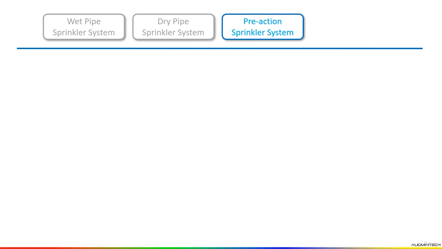And remember, this system contains both a double interlocking mechanism as well as pressurized air or nitrogen. This mechanism monitors the pipes for leaks as well as holding the water away from the piping in order to prevent an accidental release. Okay, so this is about pre-action sprinkler system.